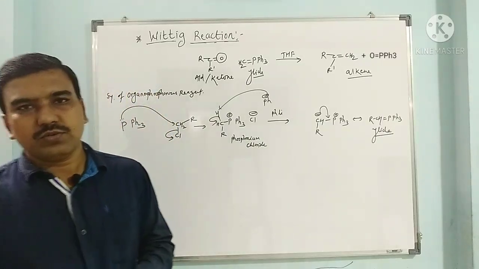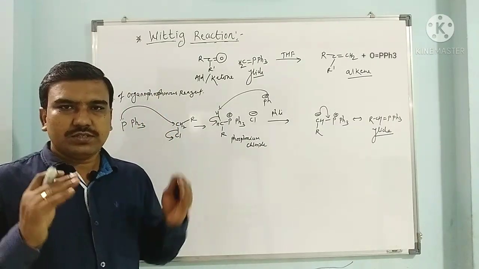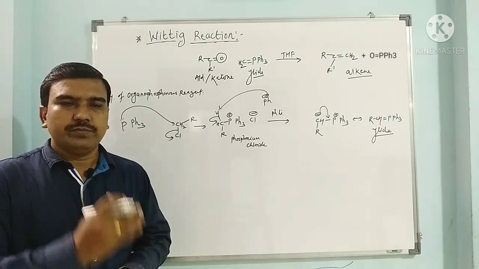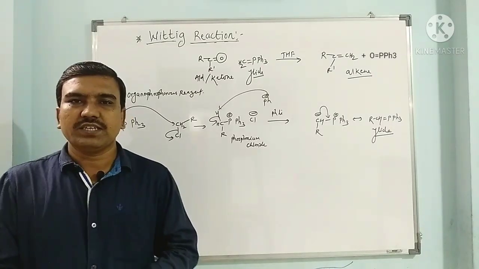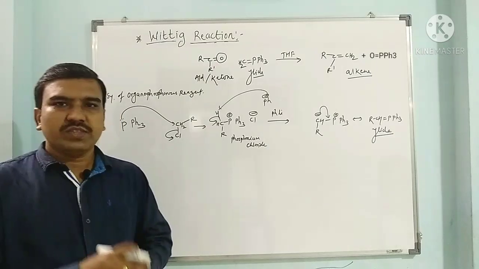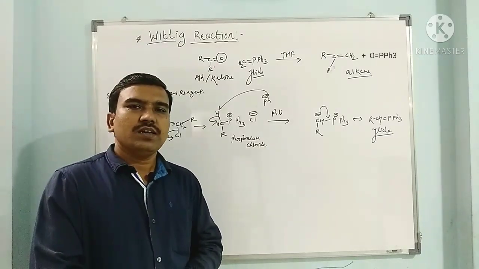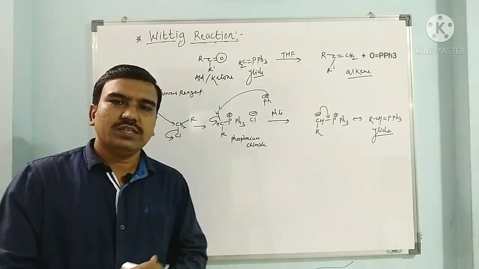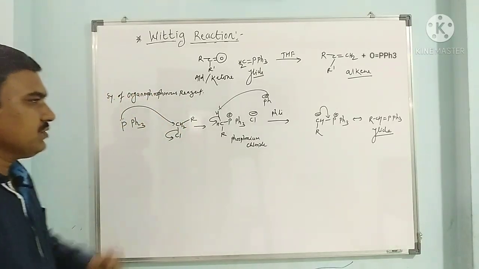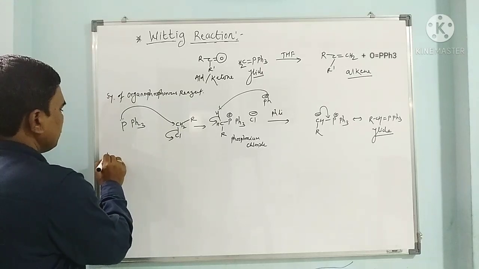During the progress of the reaction, we first get an intermediate, that is betaine. Betaine is converted into a cyclic intermediate, that is oxaphosphetane. This oxaphosphetane undergoes ring cleavage, gives alkene and triphenyl phosphine oxide as a product. So in this way, we have to see the mechanism of the reaction.